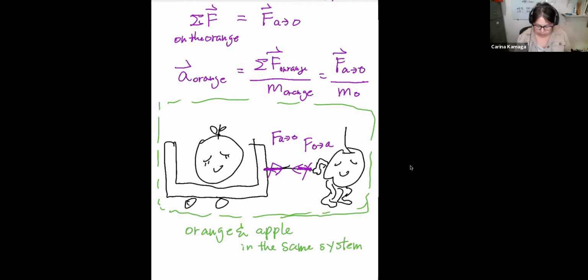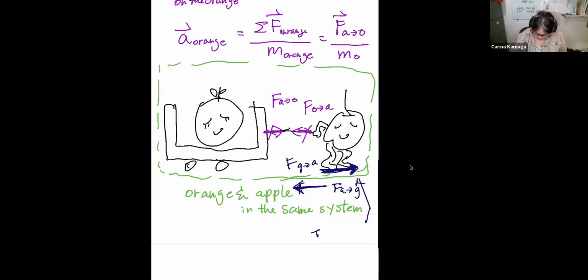There is another pair that's happening, right? This apple is walking on the ground, so he exerts the force from apple to the ground. And the ground is pushing the apple, from the ground to the apple, the friction force, which is the reaction force from the apple. This is going to be the net force.